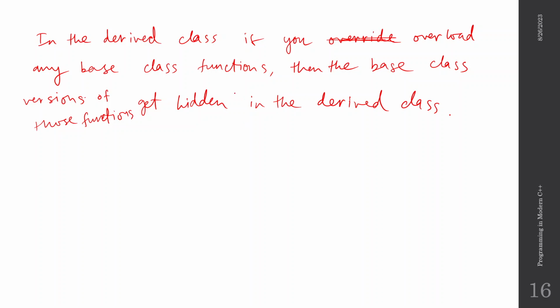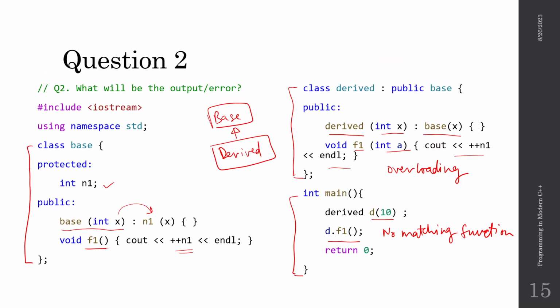So in the derived class, if you overload any base class functions, then the base class versions of those functions get hidden in the derived class. Coming to the example, in the derived class we have overloaded f1, and f1 is a function of the base class also. So if you overload this base class function, then the base class version, in this case this one, is hidden from the derived class. So therefore derived will not have this function.